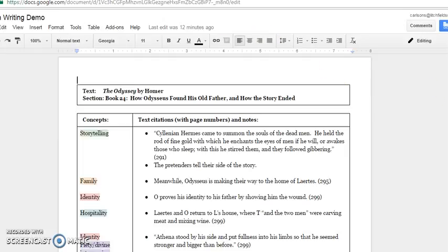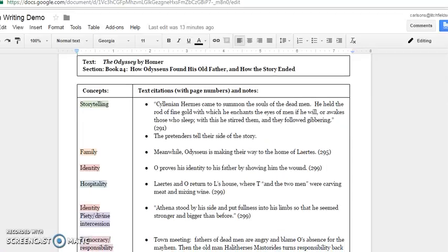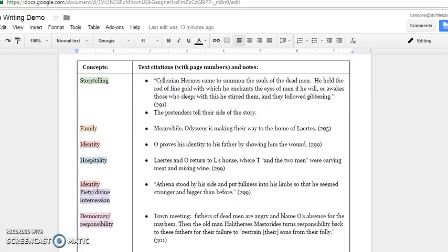So I've taken a copy of the Cornell Notes graphic organizer, and I've created notes for Book 24, How Odysseus Found His Old Father and How the Story Ended. And what I did while I was reading Book 24 was I captured text citations that seemed important to me based on my reading of the story at that point.